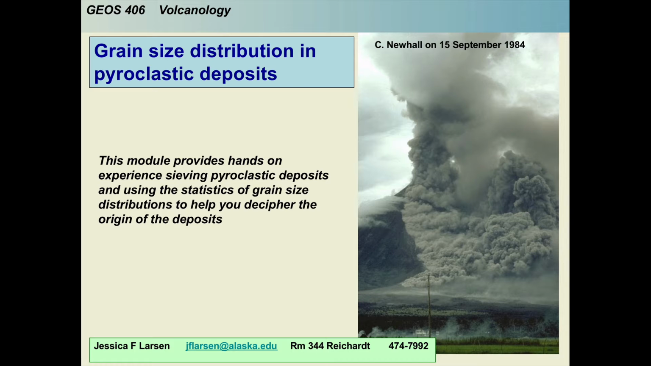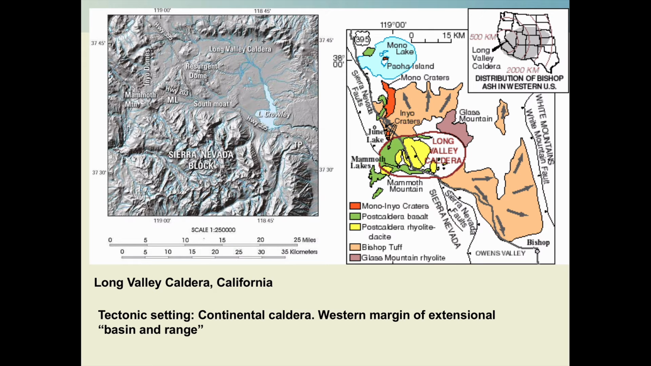You're going to use some grain size distribution data that were collected by prior classes who did hands-on sieving exercises in class to help you figure out different types of pyroclastic deposits from the 760,000-year-old Bishop Tuff deposits from Long Valley caldera from Eastern California.